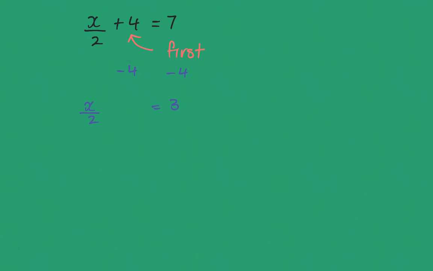Now I've got x divided by 2. I'm going to times by 2, times by 2. That leaves me with x equals 6. That's my solution.